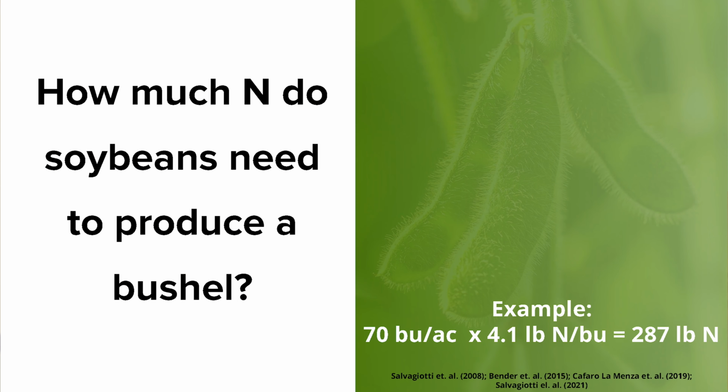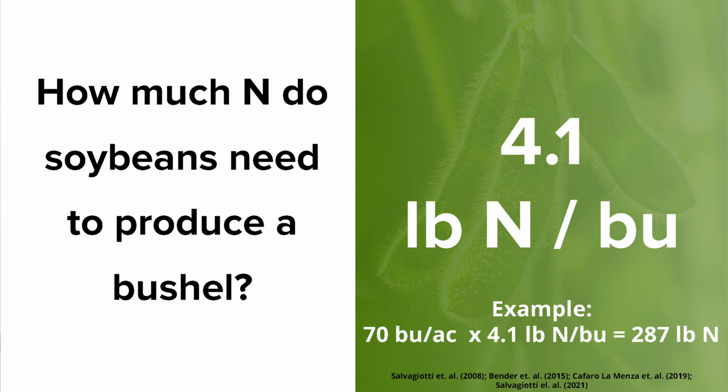So how much nitrogen do we need to produce 1 bushel of soybean? Well, the answer is 4.1 pounds of nitrogen per bushel. For example, if we have a crop of 70 bushels, the total amount of nitrogen that crop should accumulate is about 287 pounds of nitrogen by physiological maturity.